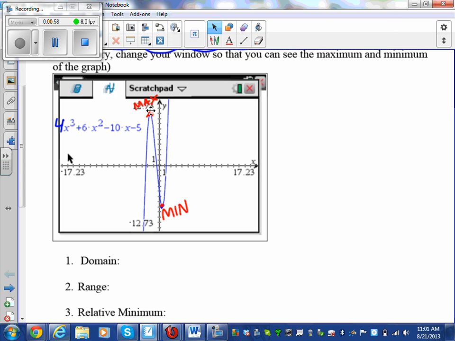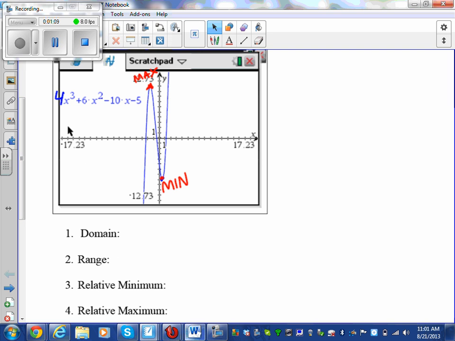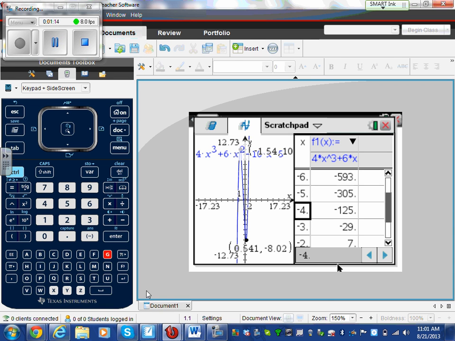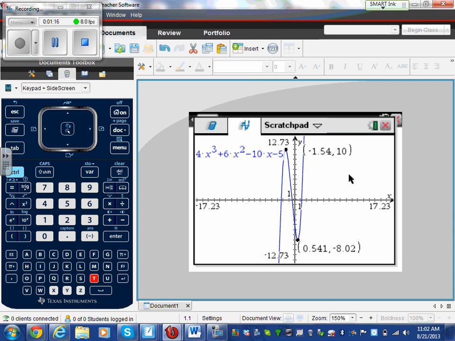Now, how do you find those? Use your calculator. Don't just guess. You want the relative minimum and maximum to be exact ordered pairs, as accurate as possible. So on your graphing calculator, what you want to do is, let me actually erase this off here.